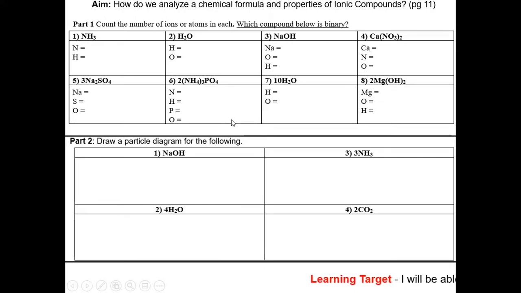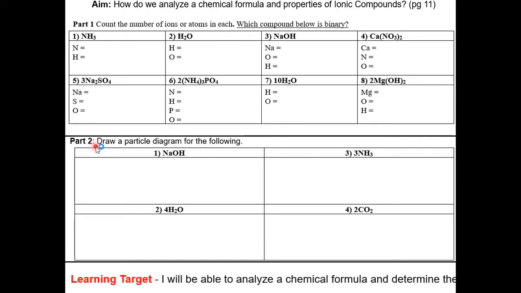This is our first practice. I want you to count the number of atoms of each element given the chemical formula. For part 2, I want you to draw the particle diagram. So pause the video and resume once you complete this. Okay, so here's the answers.